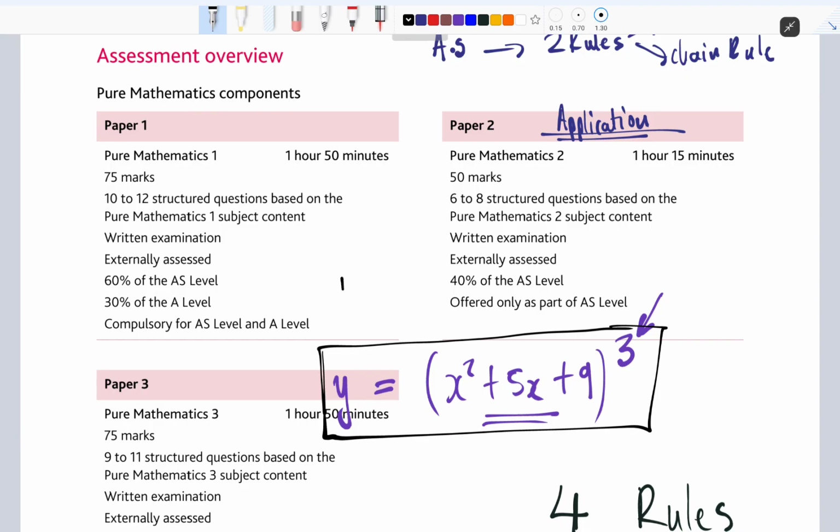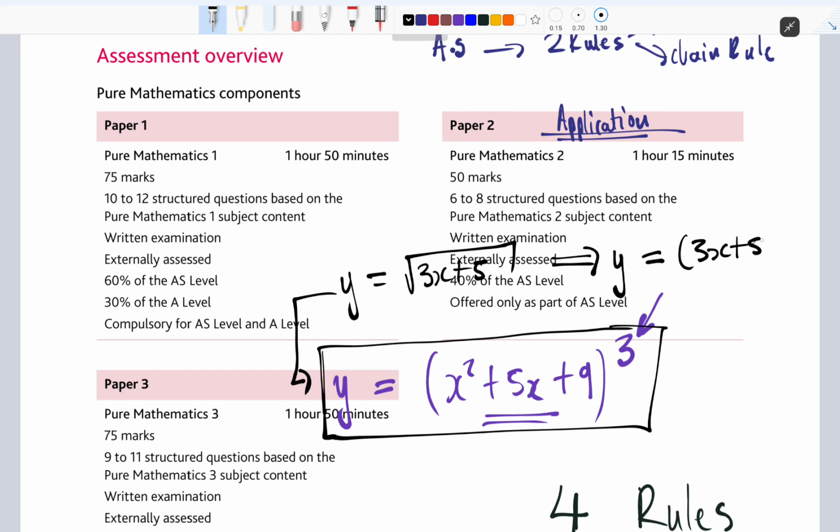Now, sometimes they'll give you, say, the square root of 3x plus 5, which is the same as this. Because for us to differentiate, we never can differentiate anything with roots. We change it, and a square root, you're going to see it changes to 3x plus 5 all to the power of half. We change it to a power. And once it looks like this, we can see that this is another chain rule type of problem.